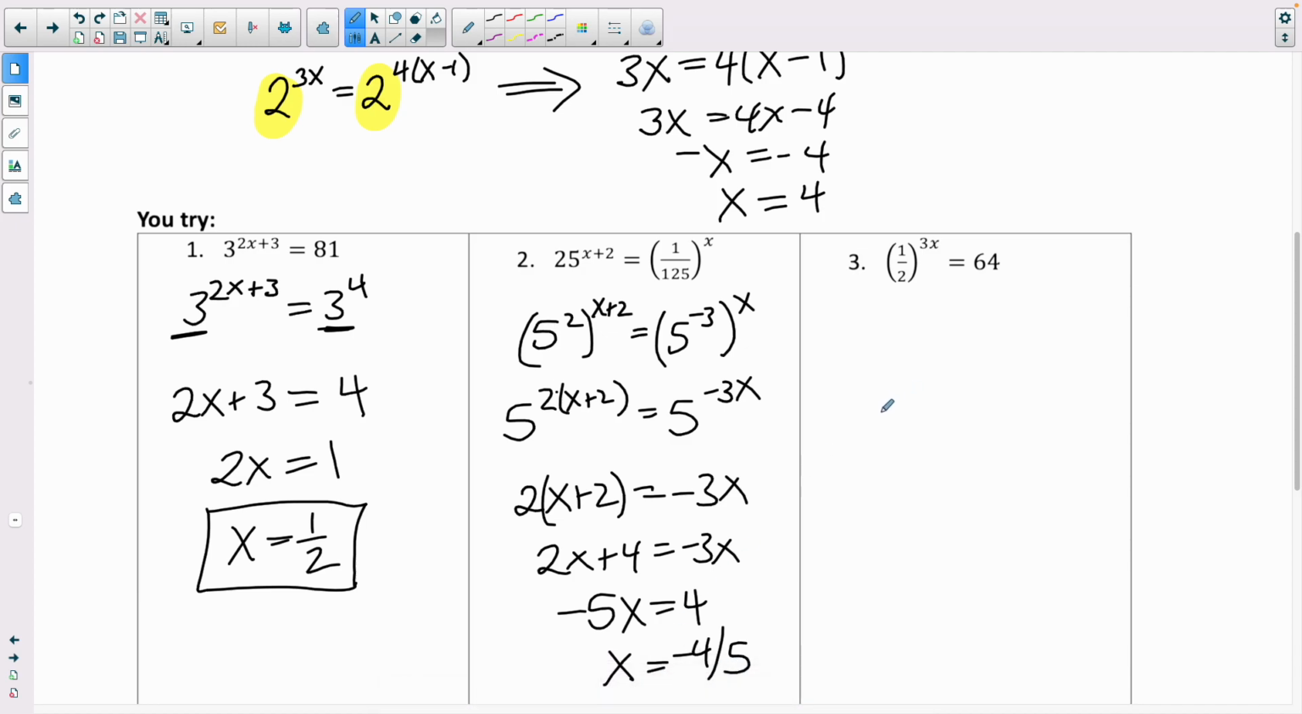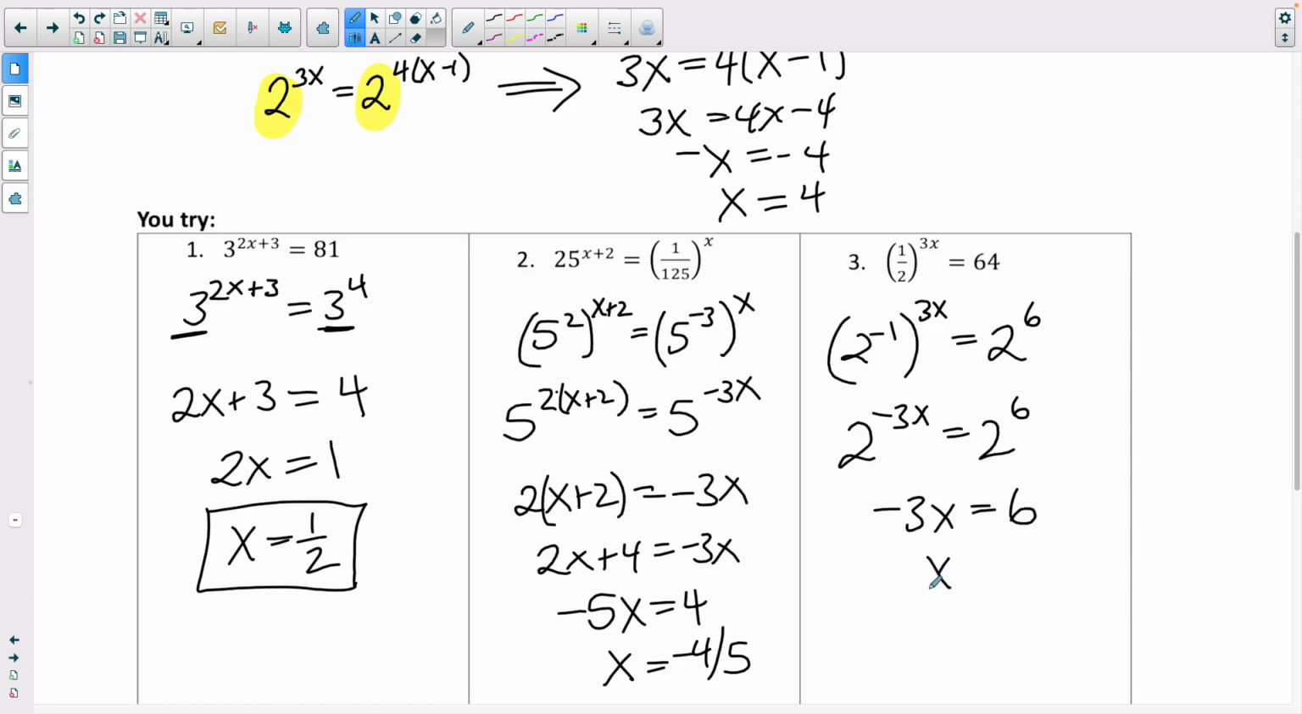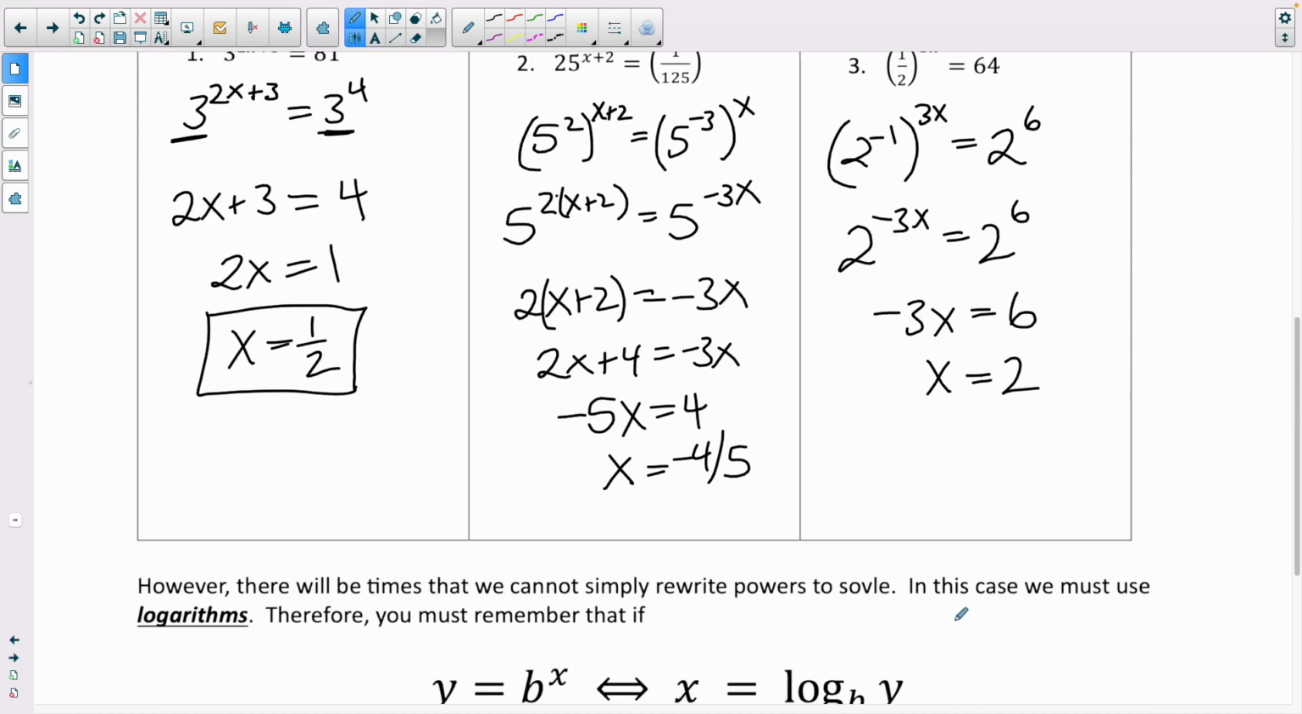All right, last but not least, 1/2 to the 3x is equal to 64. So I'm going to rewrite these using powers of 2. 1/2, again, is similar to 1 over 125. I'm going to rewrite that as 2 to the negative 1, to the 3x. 64 is the same as 2 to the 6th power. And so we get 2 to the negative 3x equals 2 to the 6. Negative 3x equals 6, and so x equals negative 2.